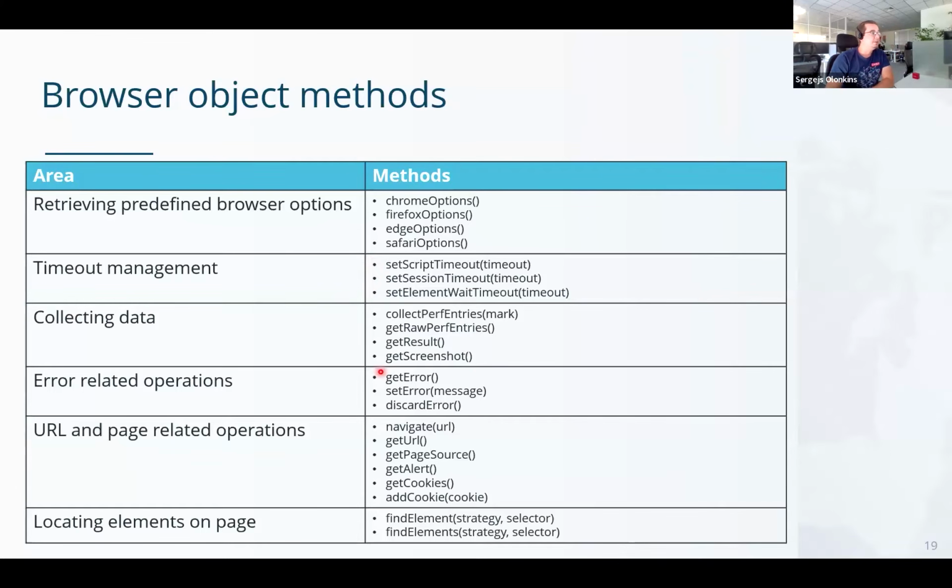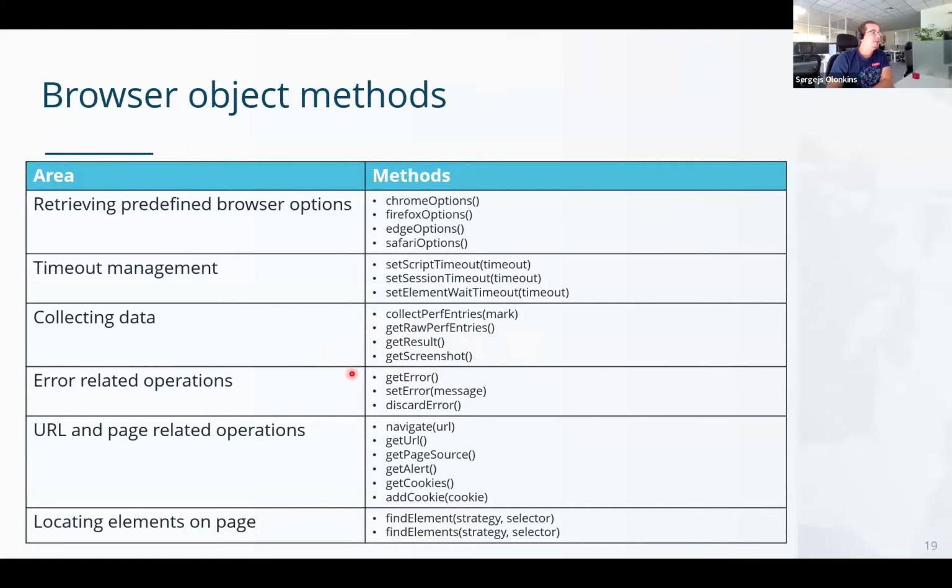When collecting data, you can collect performance entries by the collect perf entries method, which already was mentioned previously. But this method aggregates the data, and then it also renames the data in such a way that it will be more understandable to the end user. If you would like to work with the browser-provided performance metrics as they are, you would rather use the get raw perf entries method, which is shown here. Also, you can get the result object by the get result method and get a screenshot using the get screenshot method.